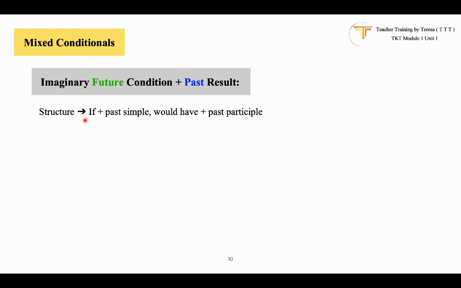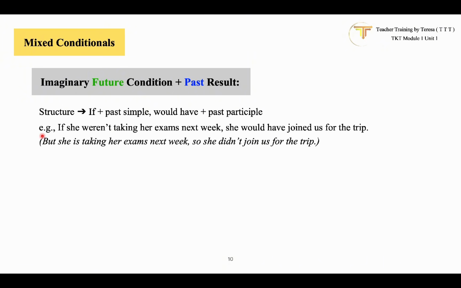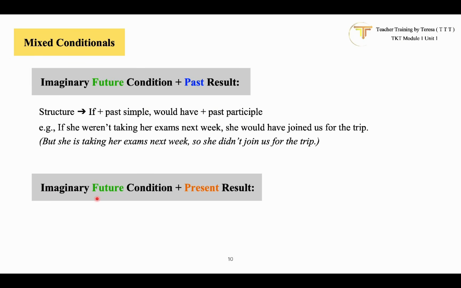Structure: if plus past simple, would have plus past participle. Example: if she weren't taking her exams next week, she would have joined us for the trip. But she is taking her exams next week, so she didn't join us for the trip. Imaginary future condition plus present result.